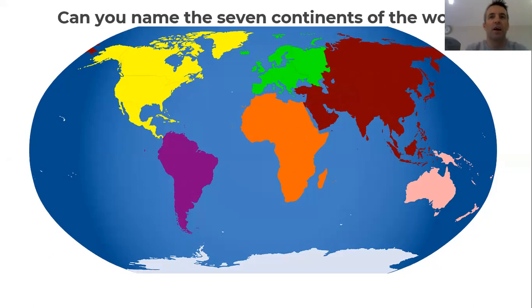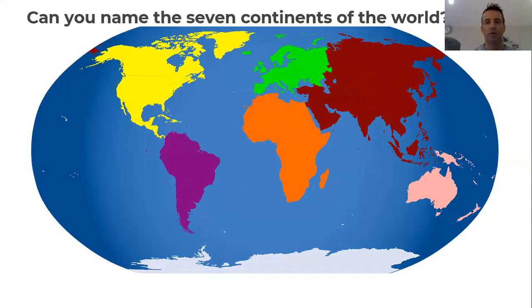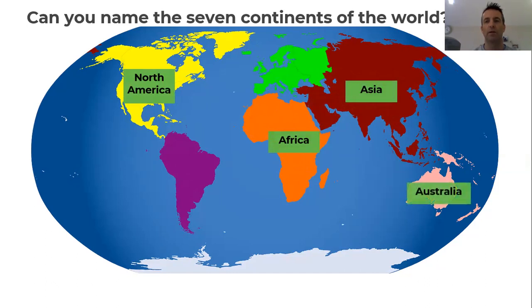Okay, let's see how you got on. I'm sure you did amazing. So first of all, we have that yellow one. What's that yellow one? North America. Well done. Next we have Africa, the orange one in the middle there. Then it's Asia, Australia. Remember the 2 other names, that one? Australasia or Oceania.